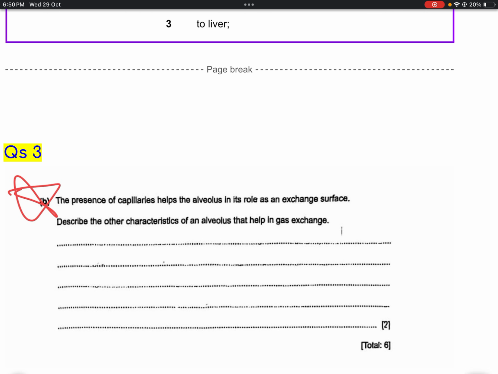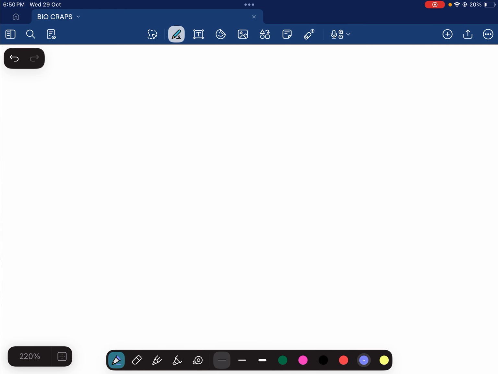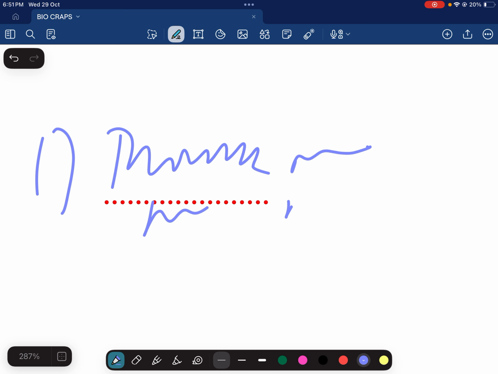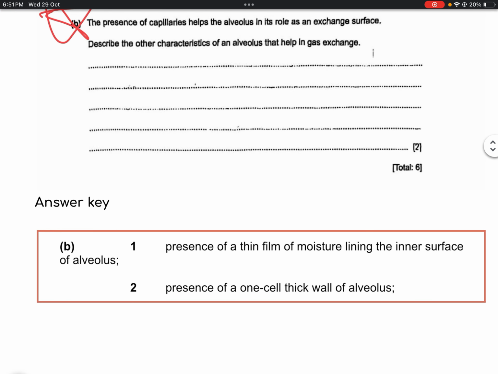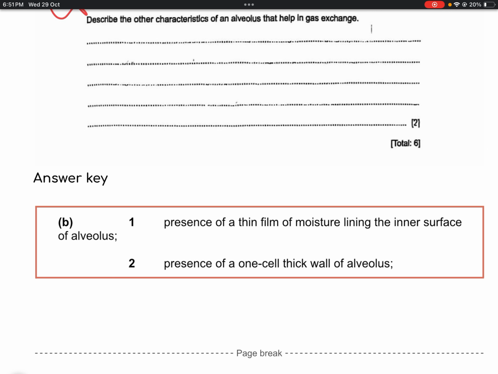Describe other characteristics of the alveolus that help in gaseous exchange. First, there's a thin film of moisture on the surface of the alveolus. That's one thing. Also, it's one cell thick, the wall is one cell thick. That's it. Yes, presence of a thin film of moisture, and being one cell thick.